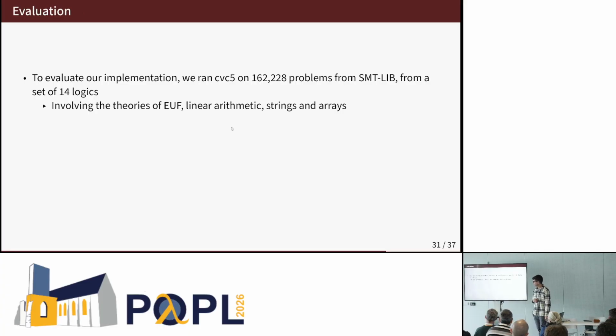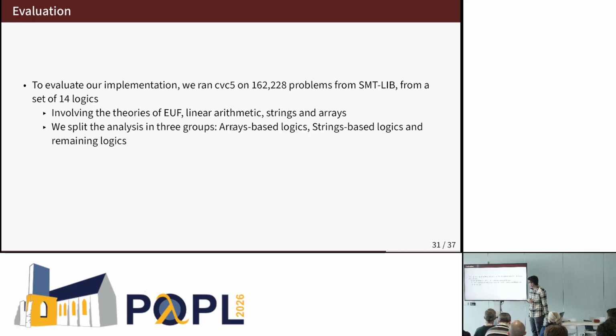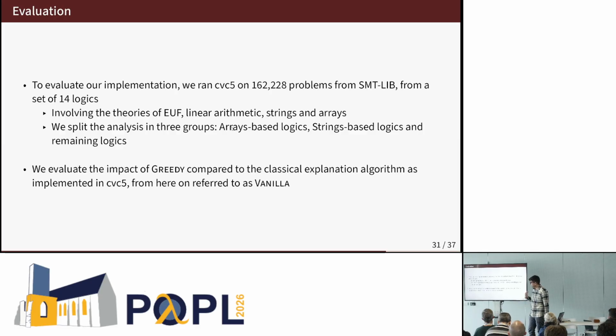So let's move on to the evaluation. To evaluate this implementation, we ran on a very large set of problems from SMT-LIB. We were focused on the theory of EUF, of course, because it involves a lot of equality, but also on the theories of strings and arrays, because they are big, complicated theories that also use equality reasoning internally. And also the theory of linear arithmetic, mostly because if you're going to use arrays, you're going to need linear arithmetic usually. So we split the analysis into three groups: the theories based on arrays, based on strings, and all of the remaining logics. We focus our evaluation on just the impact of the greedy approach compared to the traditional algorithm as it was implemented in CVC5, which we refer to as vanilla.